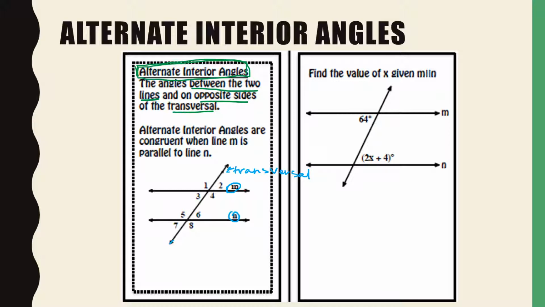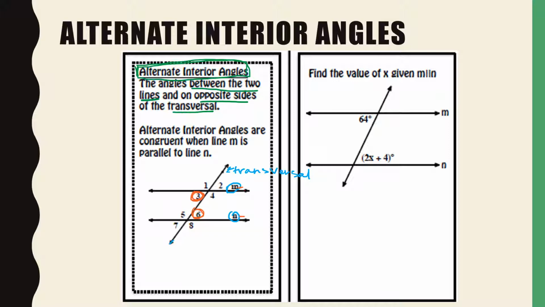Now which numbers, if I'm talking about, let's say 3, which number is also between the two lines but on opposite sides of the transversal? I hope we're thinking 6 because we only have options 3 and 4. Now we're not choosing 4 because we want alternate to be on opposite sides of the transversal, but we also want them to be touching different lines. So 3 is touching line M, and 6 is touching line N.